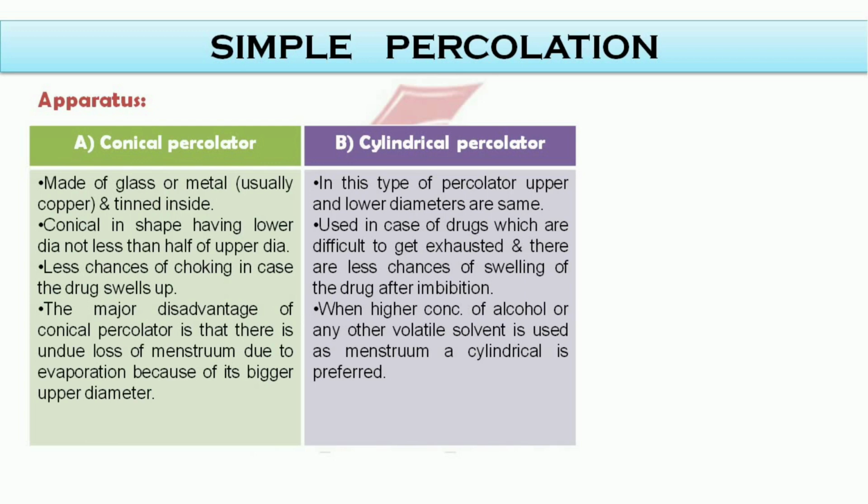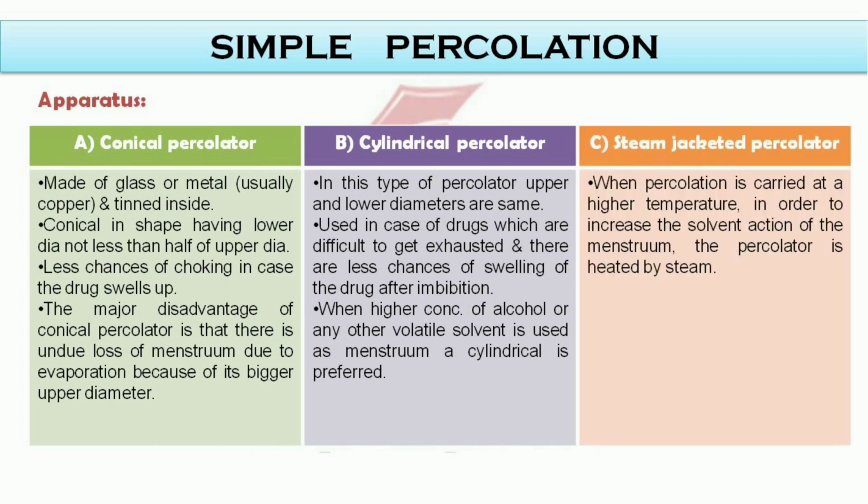The second instrument is the cylindrical percolator. In this type of percolator, the upper and lower diameters are the same. It is used in the case of drugs which are difficult to exhaust, and there are fewer chances of swelling of the drug after imbibition. When a higher concentration of alcohol or any other volatile solvent is used as menstruum, a cylindrical percolator is preferred. Now, the third instrument is the steam jacketed percolator, where percolation is carried out at a higher temperature in order to increase the solvent action of the menstruum. The percolator is usually heated by steam.